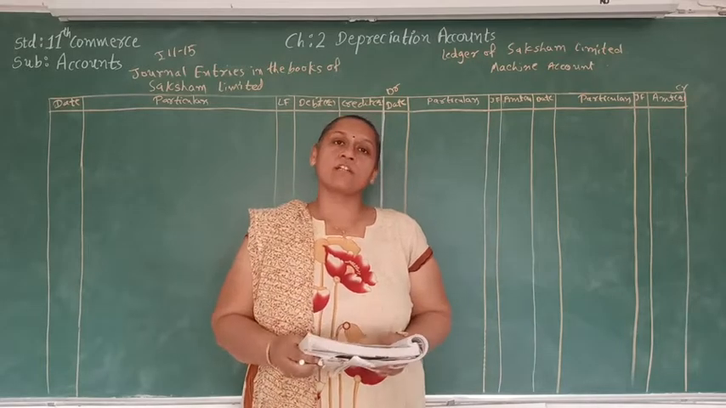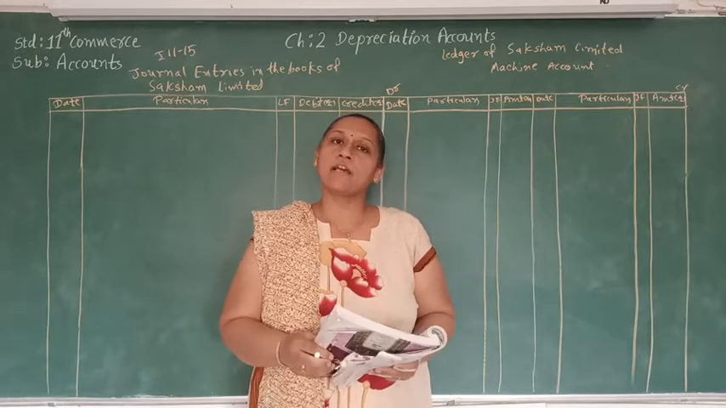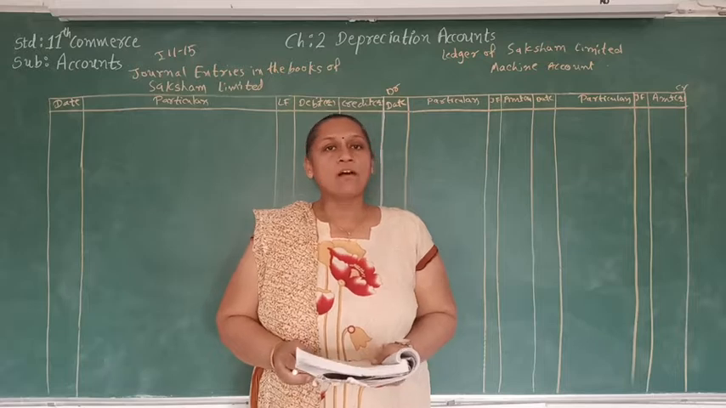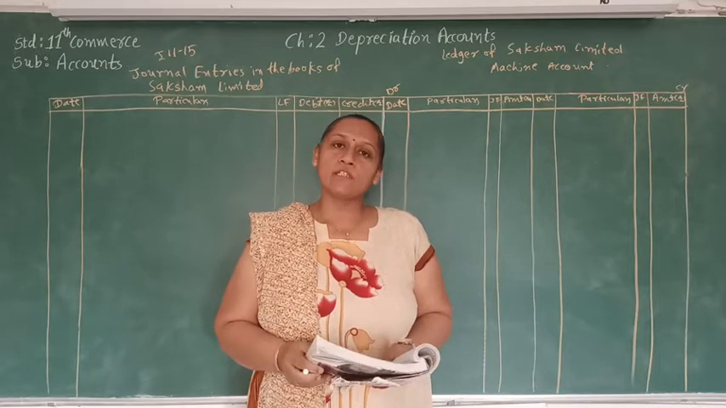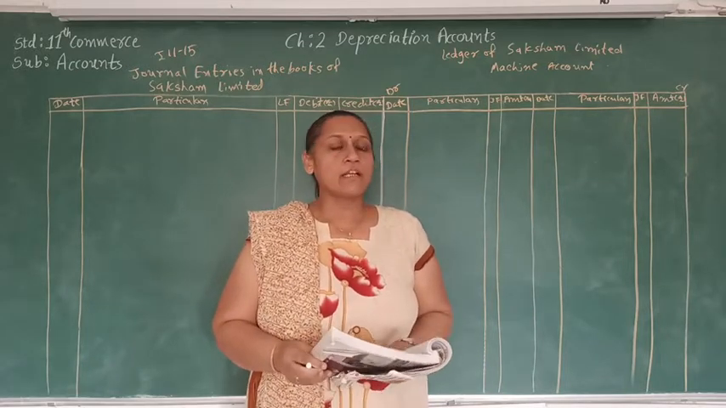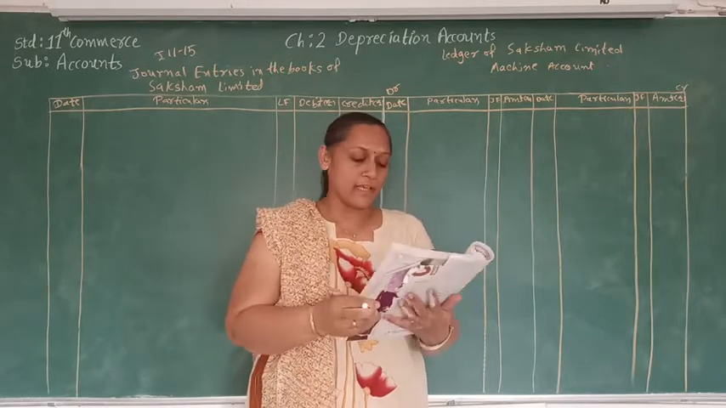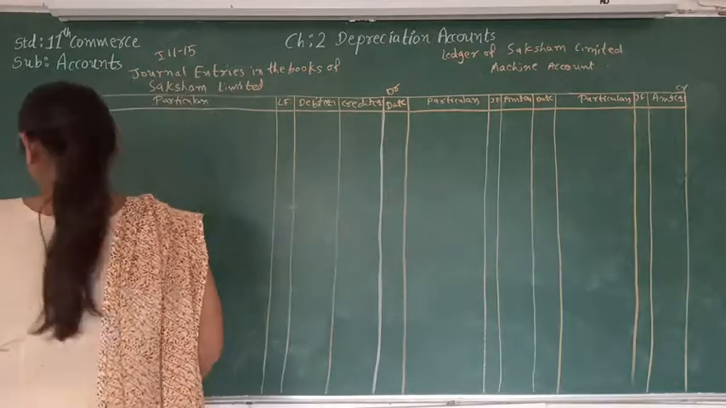Let's prepare the journal entry for the first year. Here they are asking us to prepare the journal entry for the first year, and in the first year we have purchased the first machine, and that machine is coming into the business. So machine account debit to bank, to cash. Let's pass that journal entry.